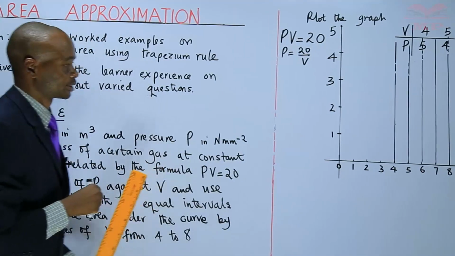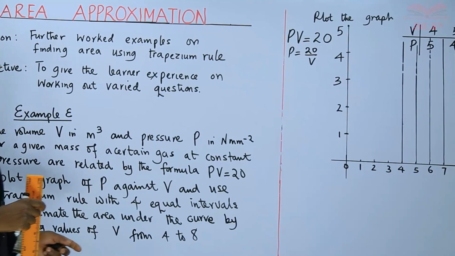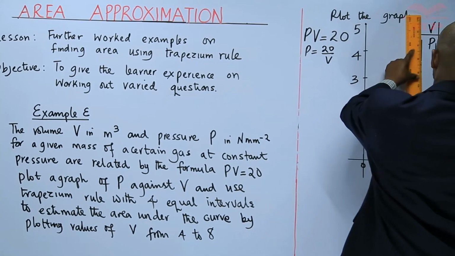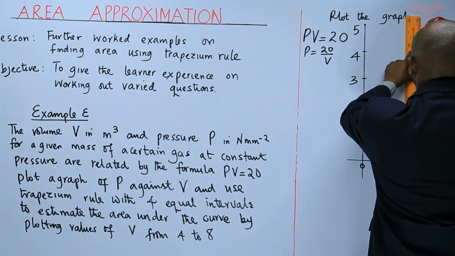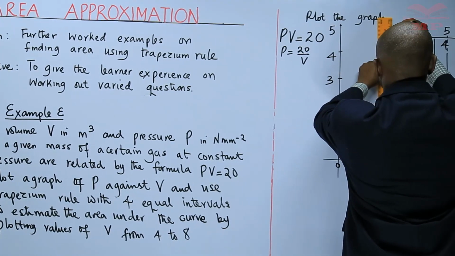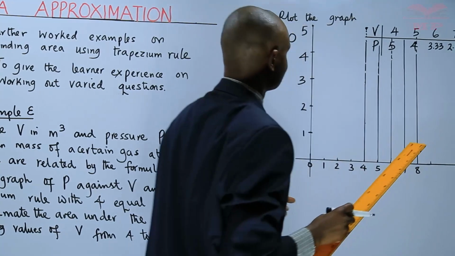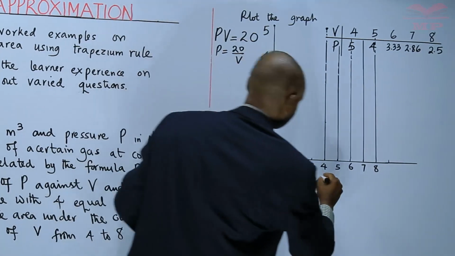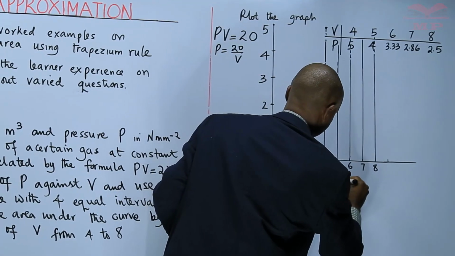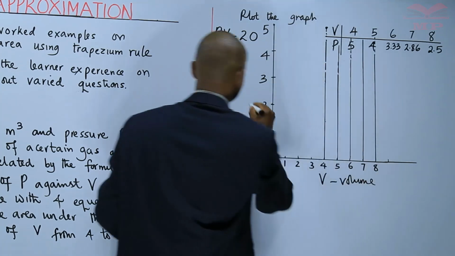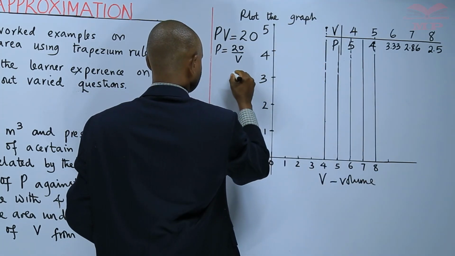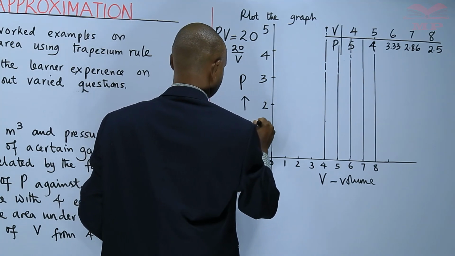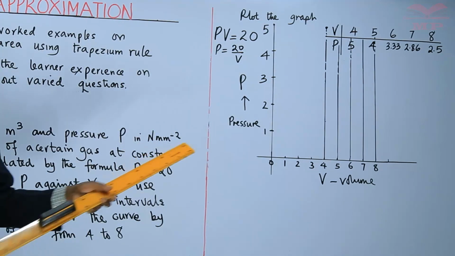So you'll come and plot your graph. When P is 4, actually the curve is at the top here. We have 5. When V is 4, so you'll plot this is V, volume, and this P, pressure. So we have the volume and the pressure.